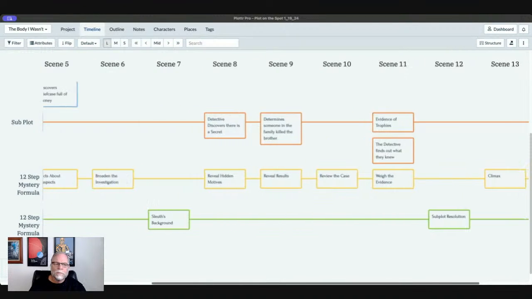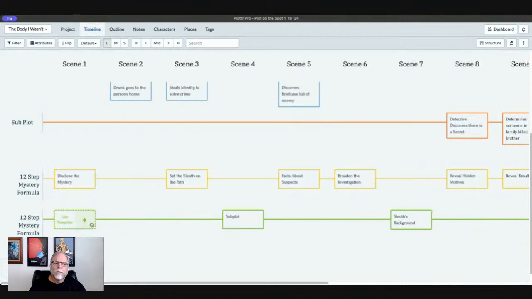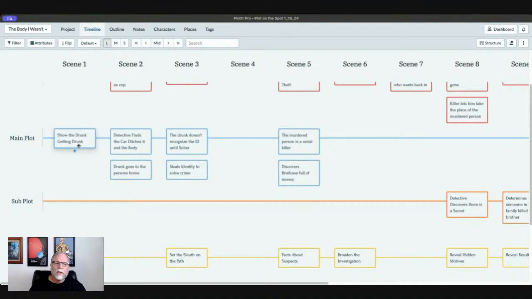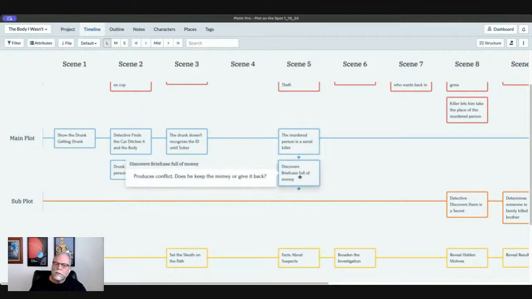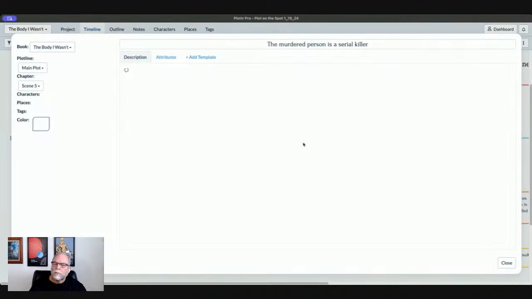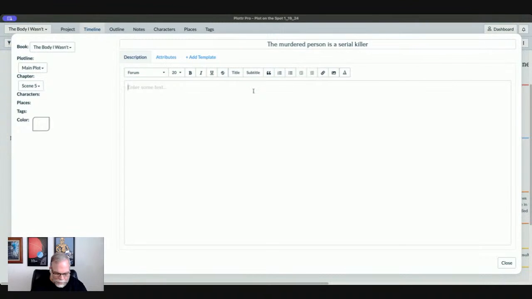So when we go back here to where we disclose the mystery and the killing happened, the evidence steals identity to solve the crime. He finds a briefcase full of money. The murdered person is a serial killer, but we're going to add here the serial killer is killed in the same way that he killed victims. Okay, now anybody have an idea for the trophies he might have taken?